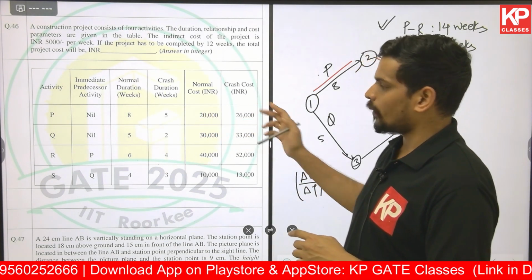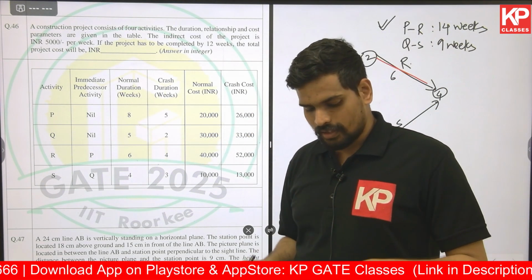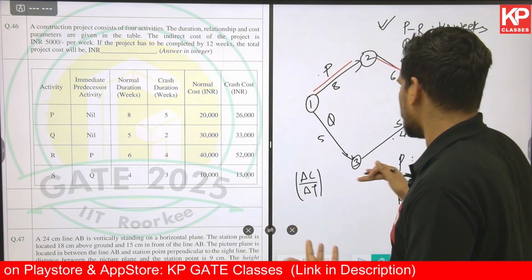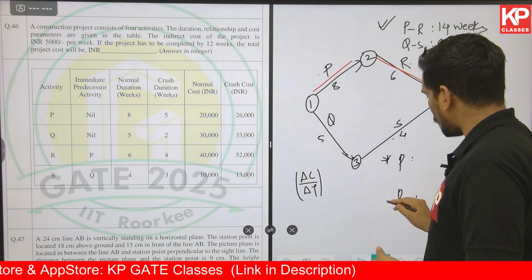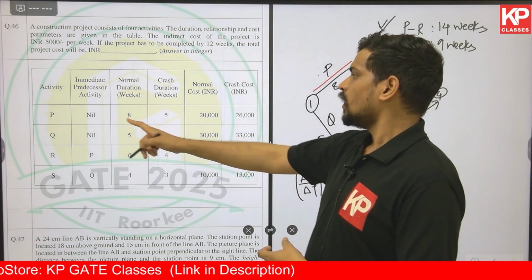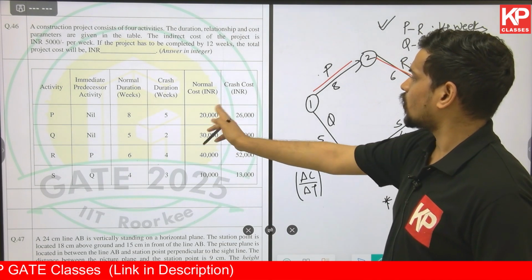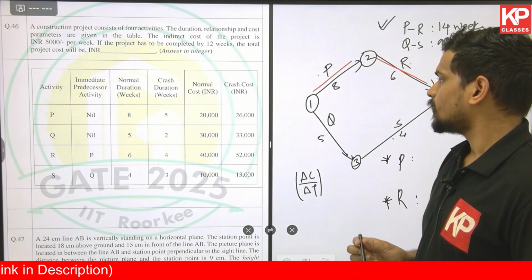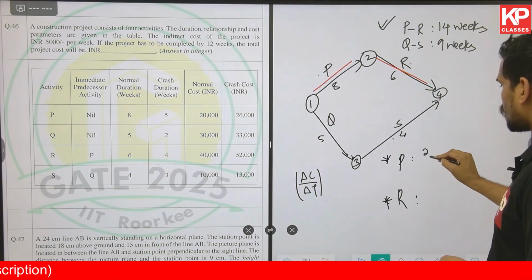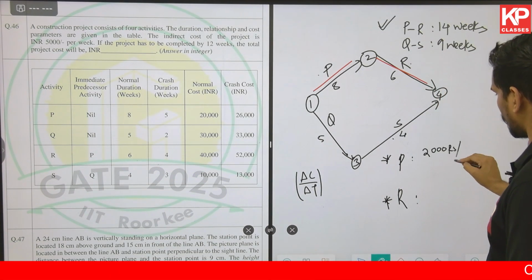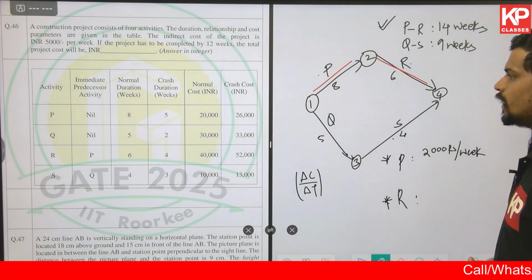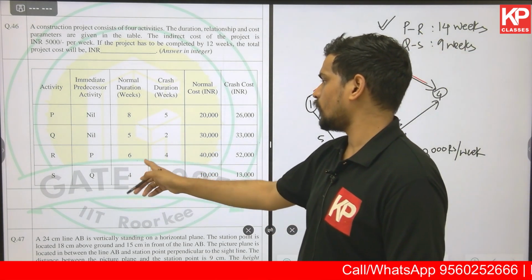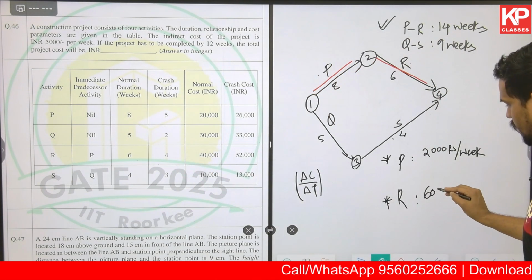I'm not going into the in-depth concepts here. This is not a lecture on project management. We are trying to solve it. I assume you know all these basics. So I'm taking it at a pace where you apply the concepts which you already know. So for cost time slope of P, difference in cost is 6,000 divided by difference in time, which is 3 weeks. 6,000 for 3 weeks is basically 2,000 rupees per week. That's the cost of crashing for P. What is the cost of crashing for R? It is 12,000 for 2 weeks of crashing. So it is 6,000 rupees per week.